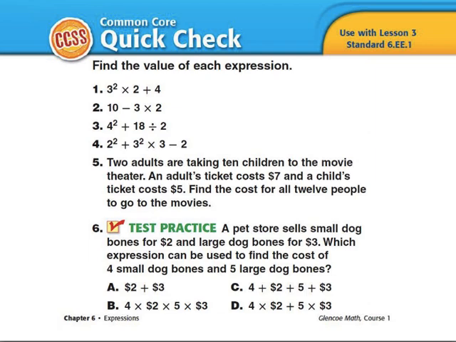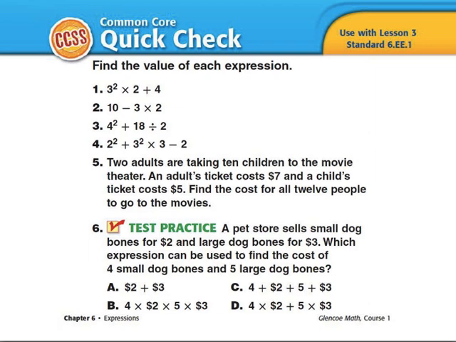I want you to go ahead and do this just because we need a lot of practice with it. Don't forget your PEMDAS, which means parentheses, exponents, multiplication, division, addition, subtraction. And remember, multiplication and division are like holding hands. They're clinging to each other.